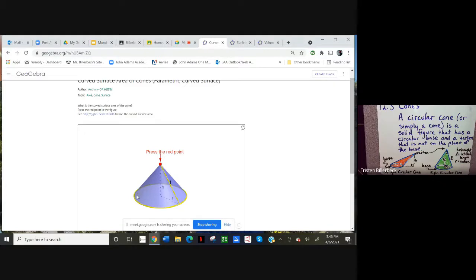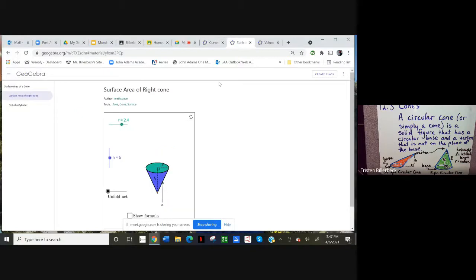Okay, so we see that the circumference of a circle is 2 pi r, and we have a lateral length of L. So if we look at the area of this, the length of this here is 2 pi r times L would be our surface area of this lateral surface area of the cone. All right, so that's one aspect of a cone. Now let's look at the second aspect.